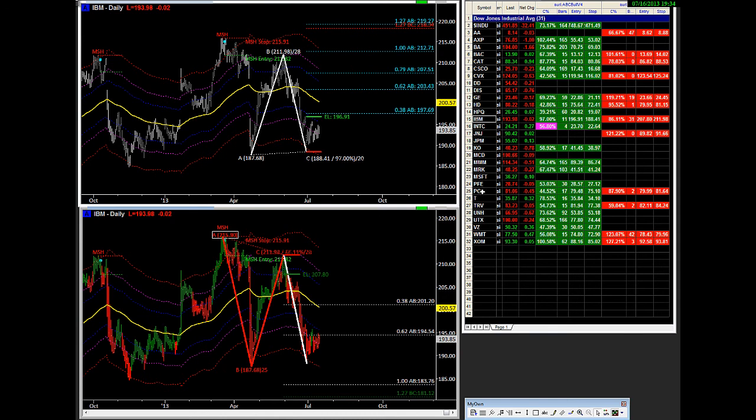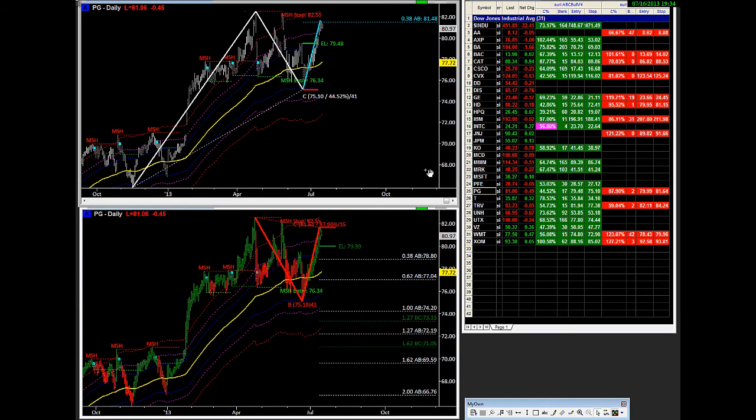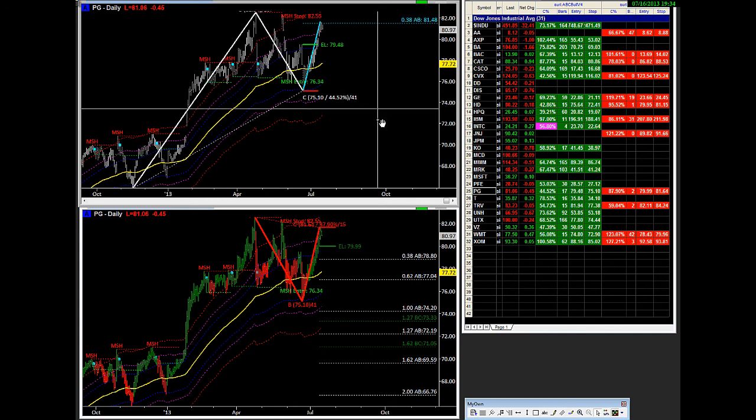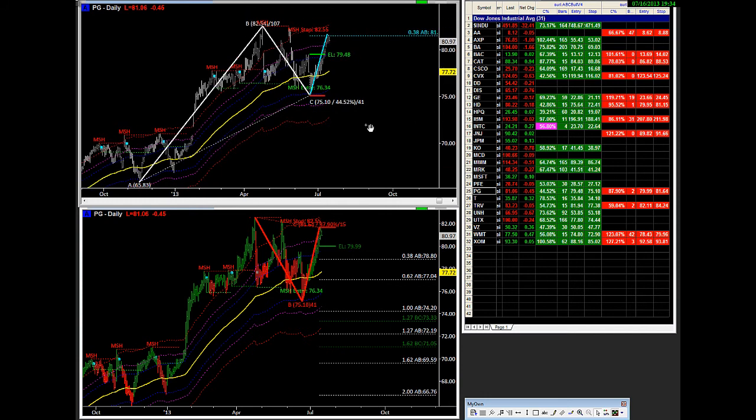Let's look at Procter and Gamble. Okay, Procter and Gamble, it's a similar type of setup here. In this case, I do not trade this type of very elongated trade. This is what I call an imbalanced ABC, because basically AB took like 107 bars, whereas the BC leg did retrace about 44%, which does not meet my minimum criteria of about 50% or more. But the BC leg only has 41 bars.